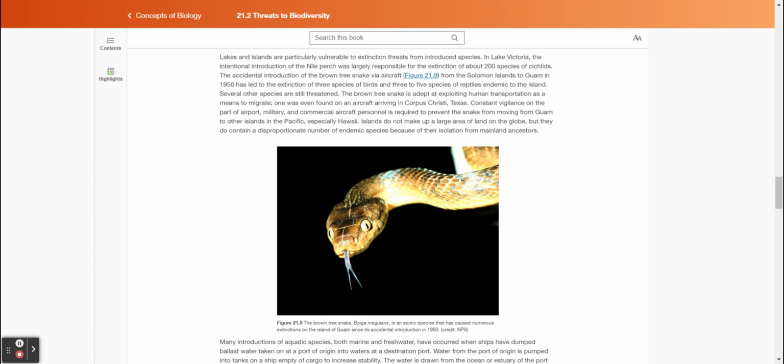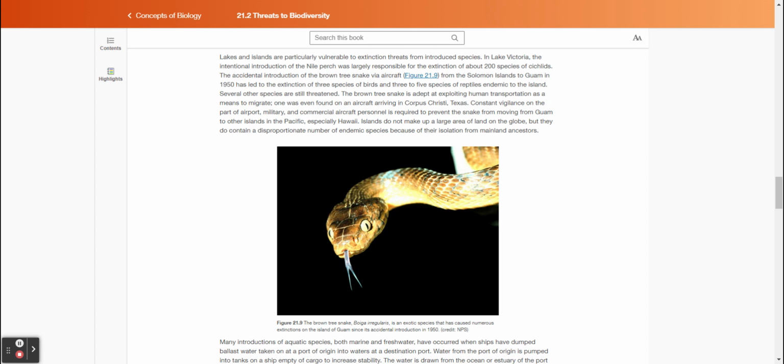Lakes and islands are particularly vulnerable to extinction threats from introduced species. In Lake Victoria, the intentional introduction of the Nile perch was largely responsible for the extinction of about 200 species of cichlids. The accidental introduction of the brown tree snake via aircraft from the Solomon Islands to Guam in 1950 has led to the extinction of 3 species of birds and 3 to 5 species of reptiles endemic to the island. Several other species are still threatened.